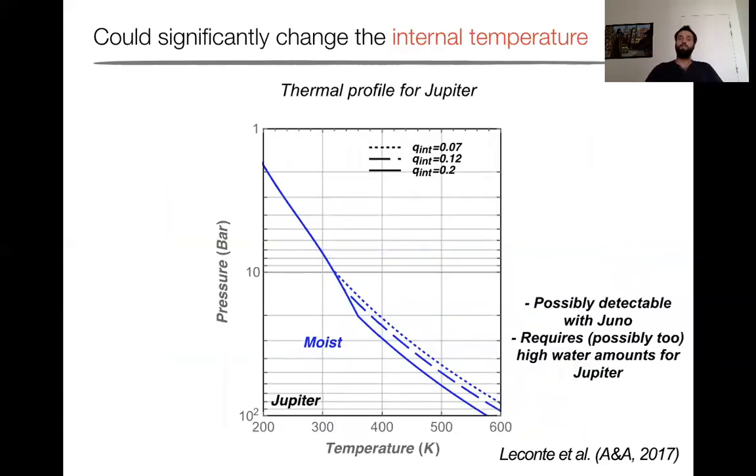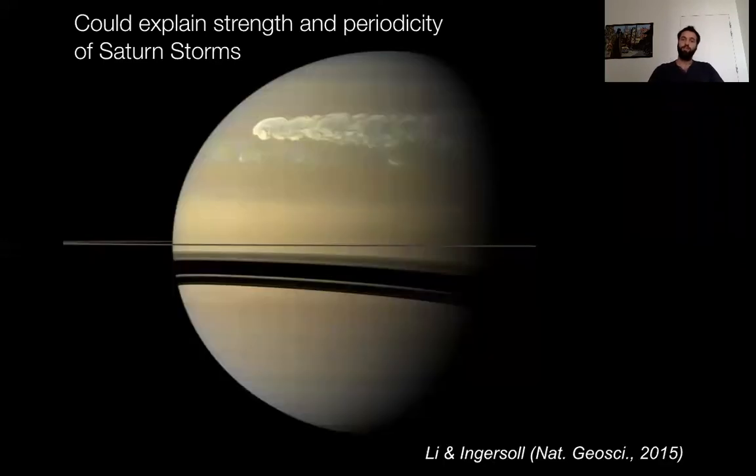If you look, for example, at Jupiter, here's what you would predict for a typical moist adiabat with different values of the internal water mixing ratio. But if you do account for the inhibition of convection, you see this step, which changes a lot the temperature that you would infer for the internal temperature of the planet. It's possibly detectable with Juno, although we don't think the mixing ratio of water vapor in Jupiter is quite big enough. But what is interesting is that it has been proposed by Lee and Ingersoll that this could be the reason for these huge storms, where you would have this inhibition of convection, which now and then could be broken because you accumulate too much energy down below, and then you release it in one big storm.